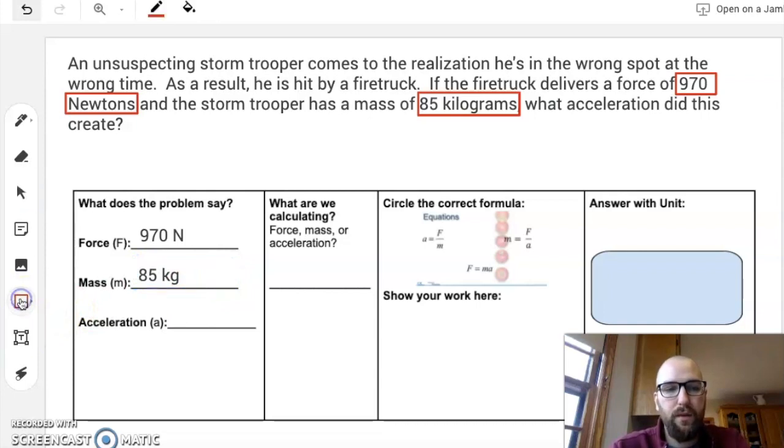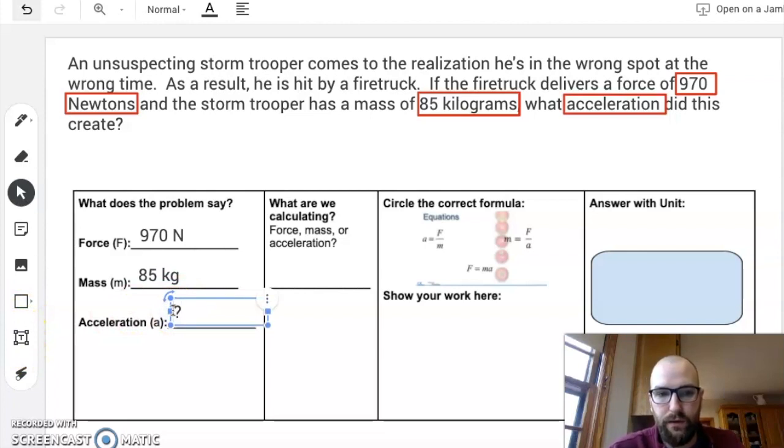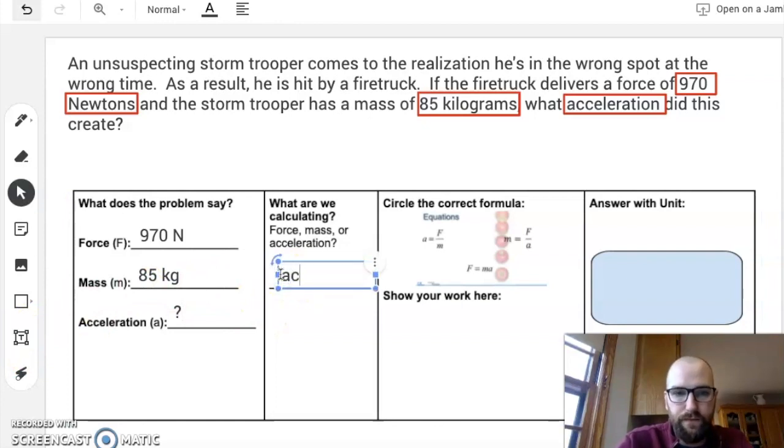And then the last thing we know is, here's our what. What is our question word, clueing us into the fact that we're finding acceleration, so I'm going to write a question mark next to acceleration. We don't know yet. We're going to find it. So what are we calculating? My question mark is by acceleration. The question word in the sentence is talking about acceleration. So we are trying to find, that's right, acceleration.